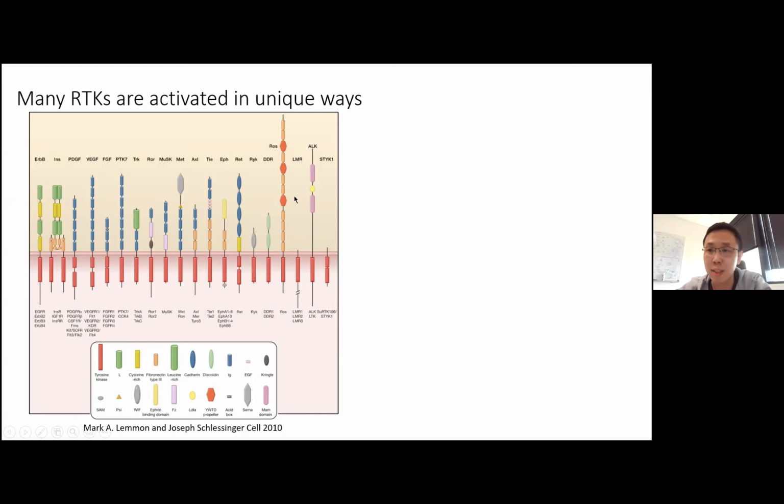But you can see the structures outside the cell are quite different, right? They are all the structures in the extracellular region, and they are very diversified. That already suggests the activation mechanisms among different RTKs could be quite different. And there are also some quite special RTKs where the ligand is not enough to activate the RTK.